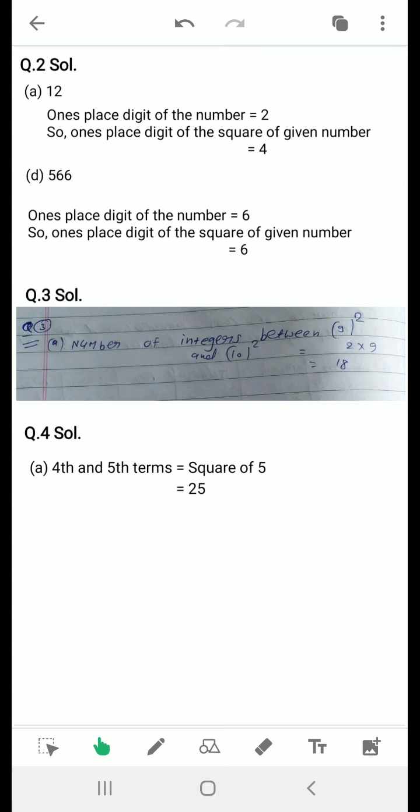Let us take one more question. 566. The ones place digit of this given number is 6. So the ones place digit of the square will also be 6. Why? Because we find the square of the ones place digit of the given number. The given number is 566, the ones place digit is 6, and the square is 36. In the number 36, the ones place is 6. So the ones place digit of the square of the given number will be 6.